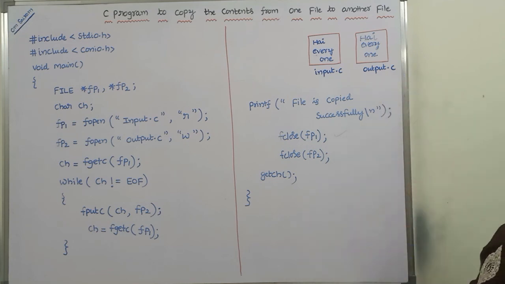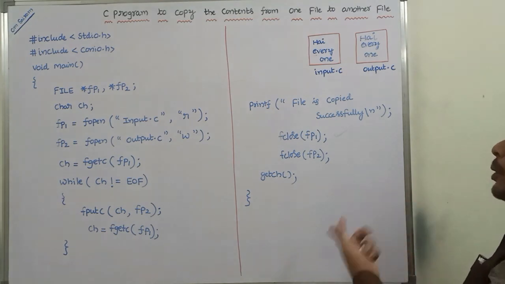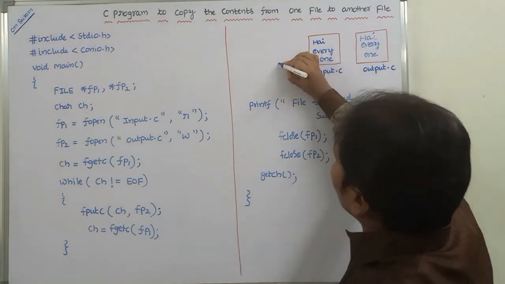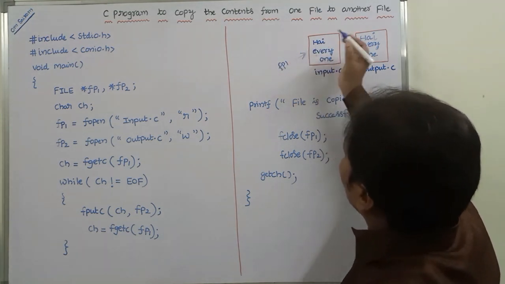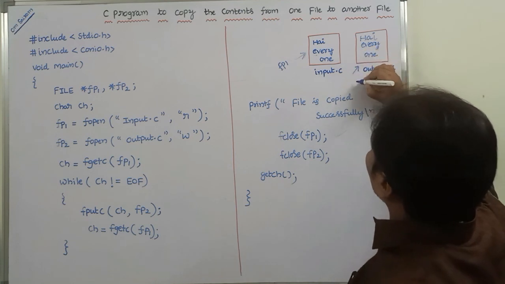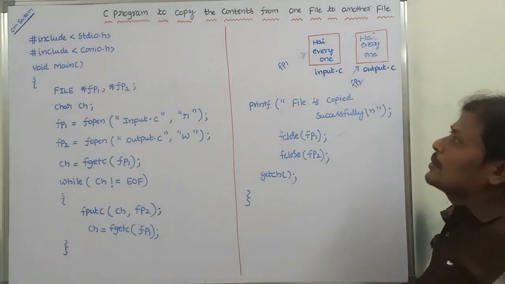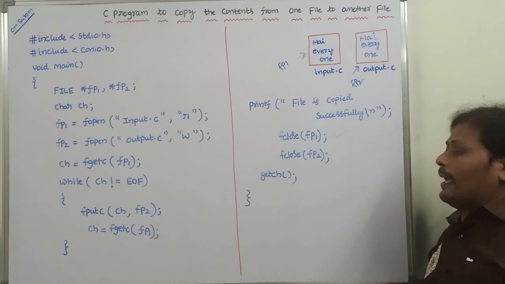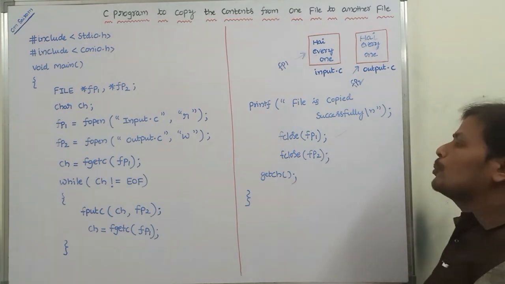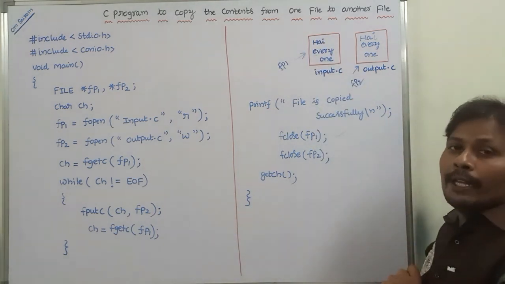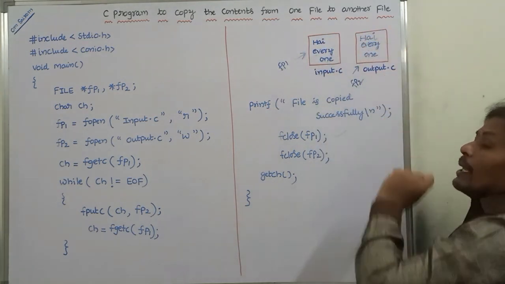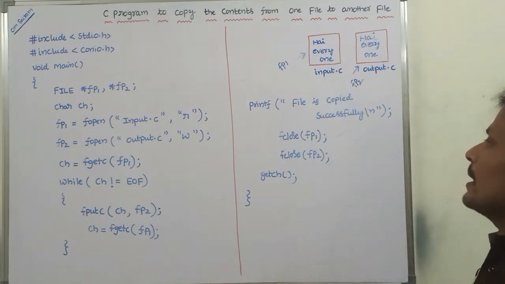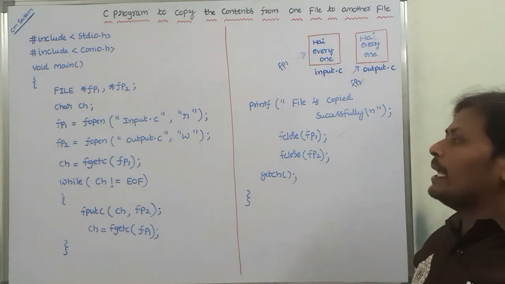The information within the input.c file is hi everyone. The total data within the input.c file is copied into the output.c file. Once the copying operation is completed, we close the input.c file pointed by fp1, and after that we close the output.c file pointed by fp2. So fp1 points to the input.c file and fp2 points to the output.c file. So this is the program. The input.c file contains hi everyone, and output.c contains the same information after copying. This is a simple program, and it is a very important program.